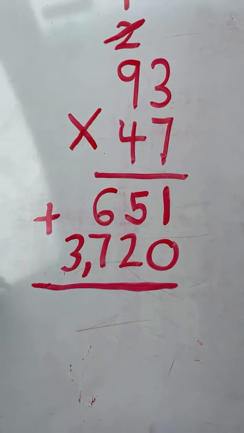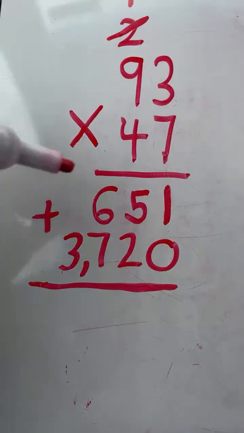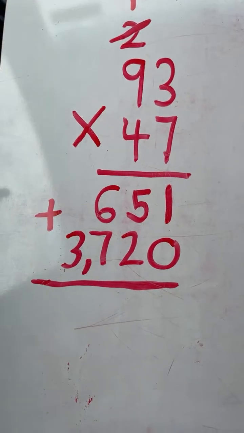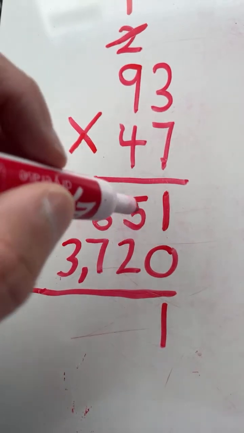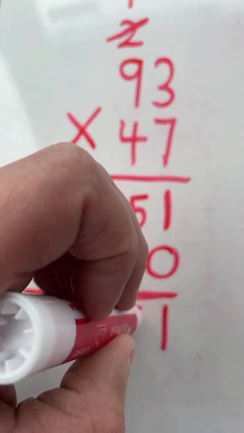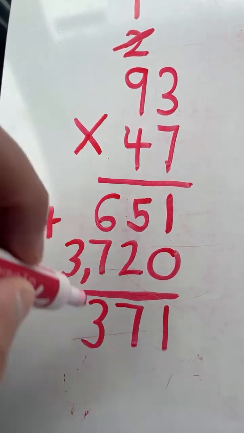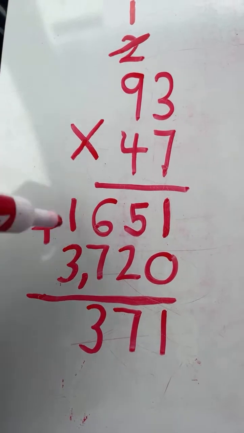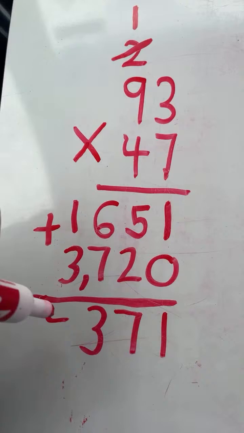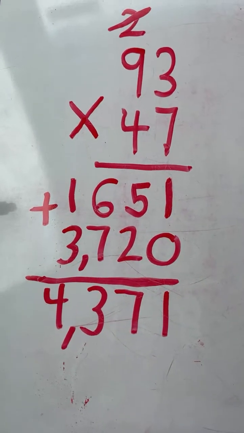Let's see if the viewer in the chat's correct about the answer being 4,371. We got to add these two numbers together to get our final answer here. 1 plus 0 equals 1. 5 plus 2 equals 7. 6 plus 7 equals 13. 3, carry the 1. 1 plus 3 equals 4. And we have our final answer.